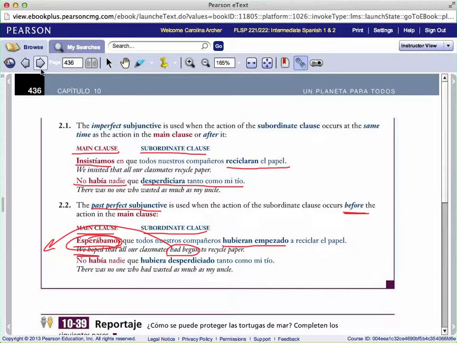No había nadie que hubiera desperdiciado tanto como mi tío. There was no one, so that's the action, who had wasted another action before that as much as my uncle. Okay, so this is pretty much a summary of the subjunctives that we have learned and how to use them and what happens in the main clause and in the subordinate clause.